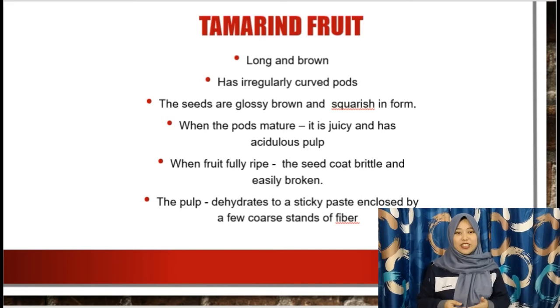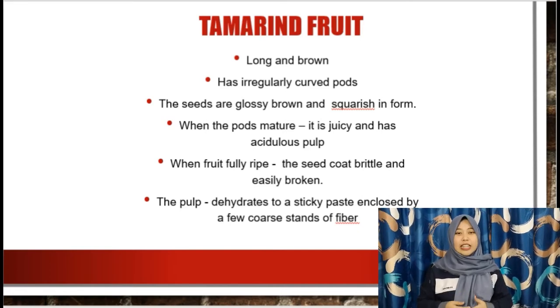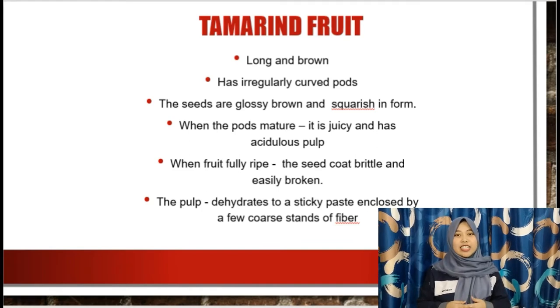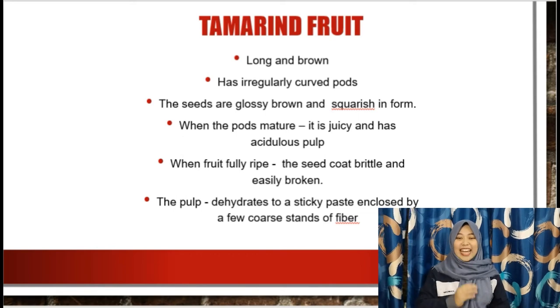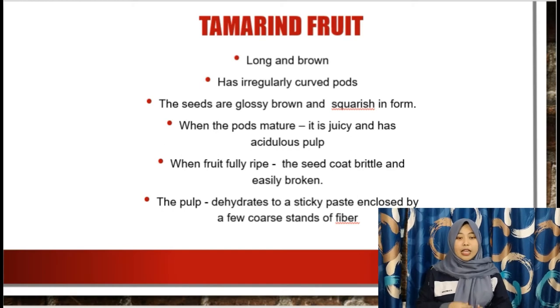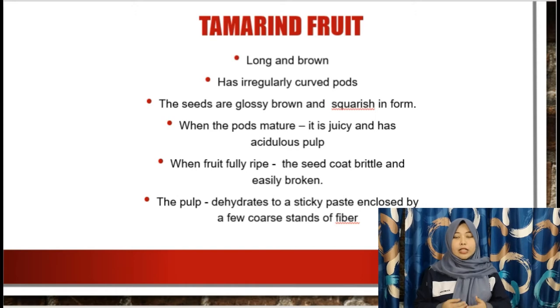Long and brown. It has an irregularly curved pod. The seeds are glossy, brown, and squarish in form. When pods mature, it is juicy and has acidulous pulp. When the fruit is fully ripe, the seed coat is brittle and broken. The pulp is dehydrated to a sticky paste enclosed by a few cores of fiber.